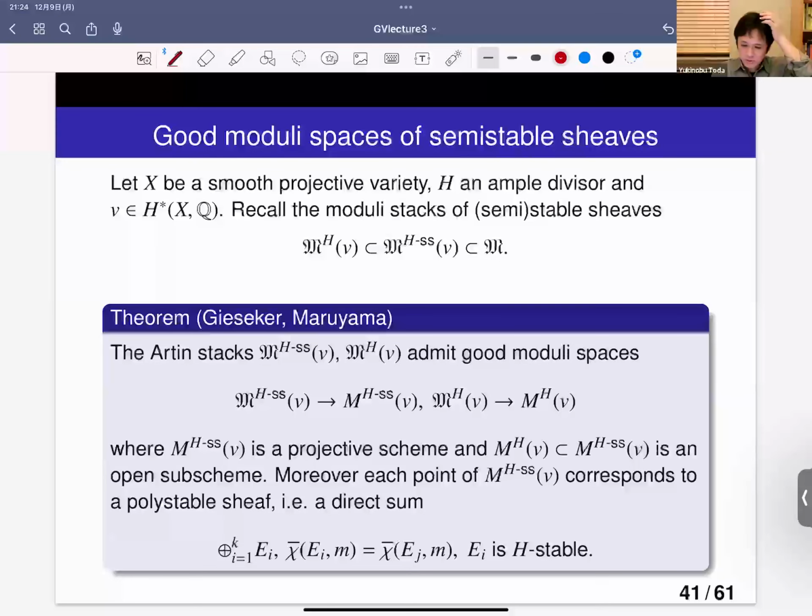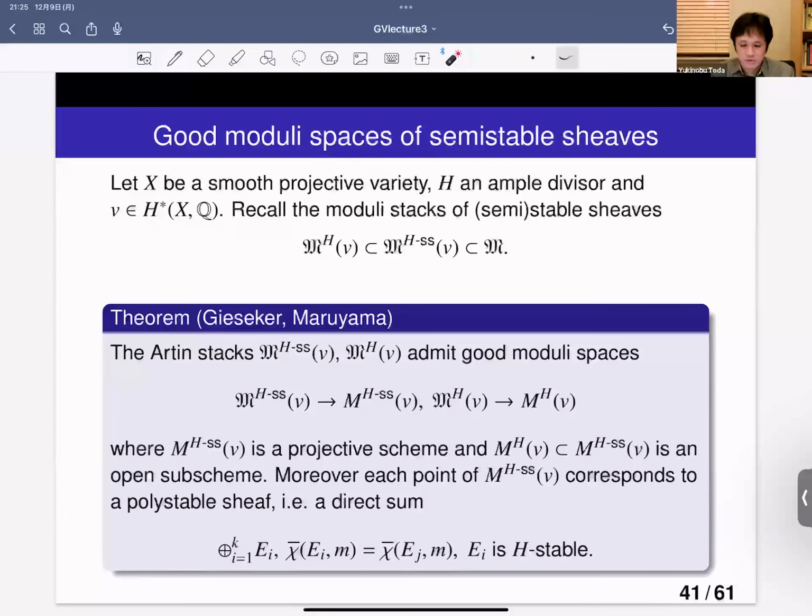So then we can formulate the existence of a nice moduli space for semi-stable sheaves and stable sheaves using the notion of good moduli spaces. Essentially this was a classical result, but this is reformulating it using the notion of good moduli spaces. So let's say X is a smooth projective. Smoothness is not important. So let's say X is a projective scheme, and H is an ample divisor, and take v to be an element of H^*(X, Q).